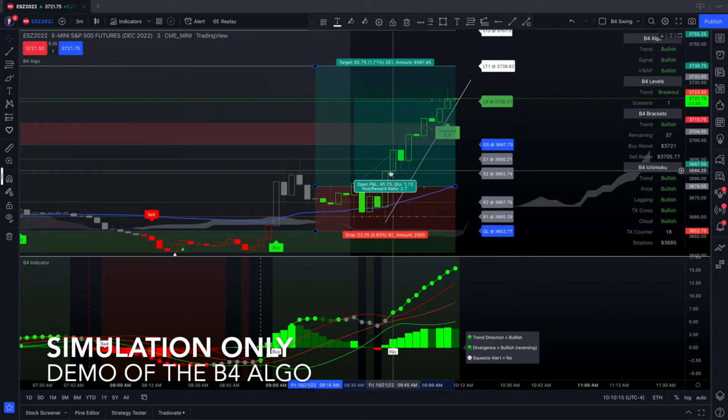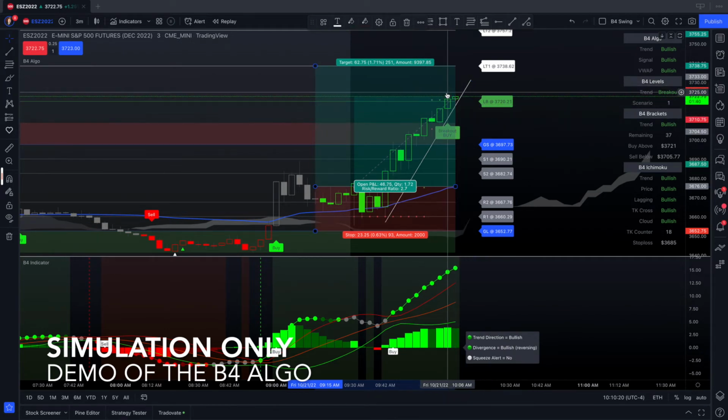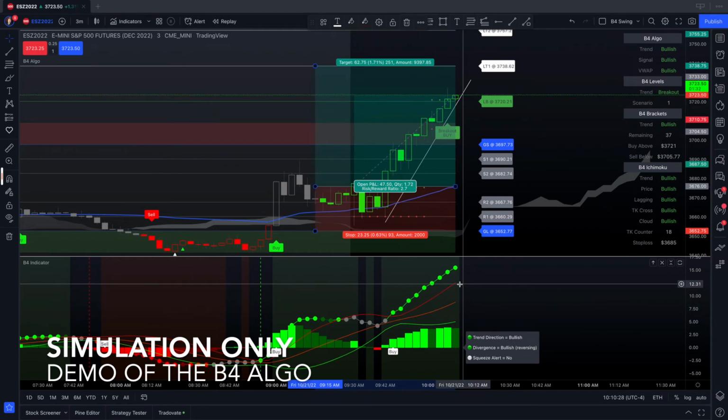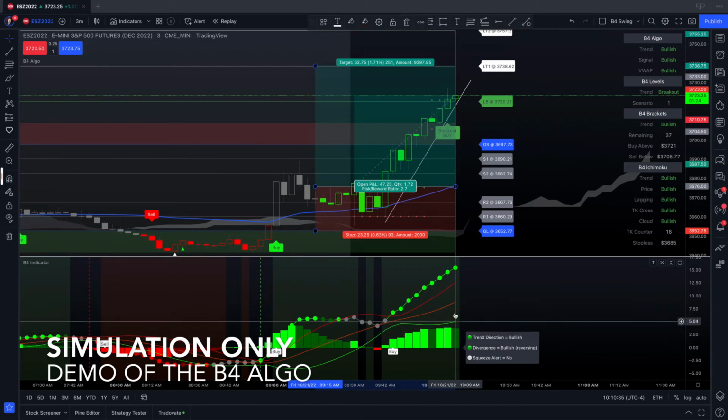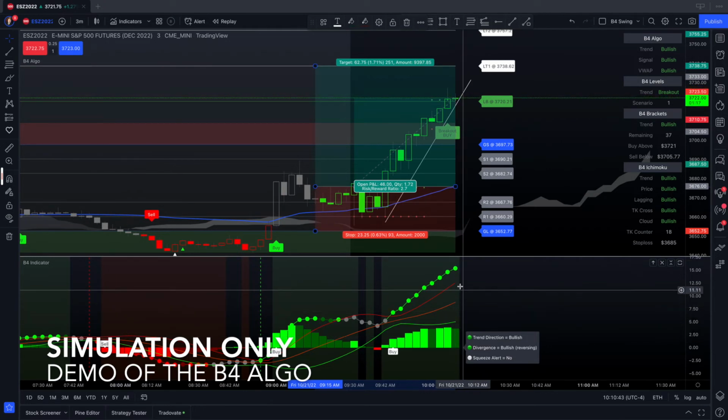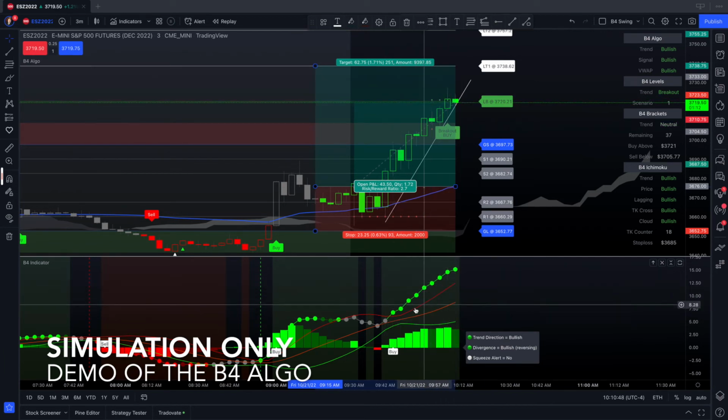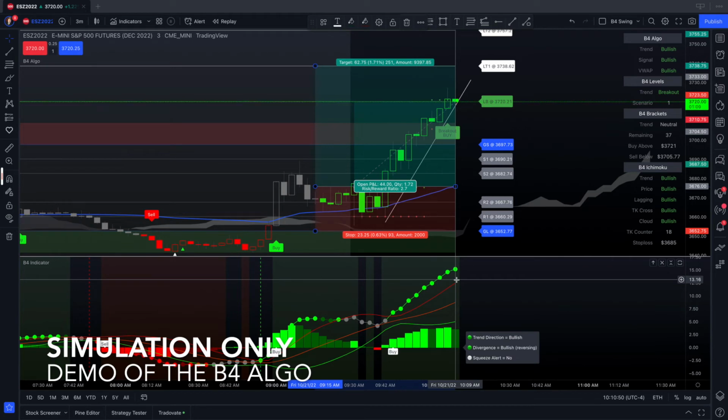You can see the size of the candles has kind of slowed down right here. We have a wick right there, so we're watching it really close. Keeping an eye on that histogram right here as it's dark green. Watching that in relation to the top band here on our lower B4 indicator.